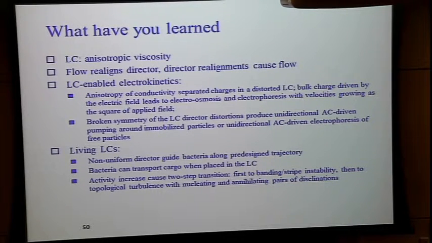And in the living liquid crystals case, we have first effects at the individual level. When the bacteria are far away from each other, you can use the liquid crystal to coach the bacteria to do something useful, to bring the cargo to some point or something like that. And if you have collective effects, then you can observe an interesting scenario by which the uniform nematic, that is non-active, is transformed into an active matter with topological turbulence and this intermediate bending instability. So that's it. Thank you very much.